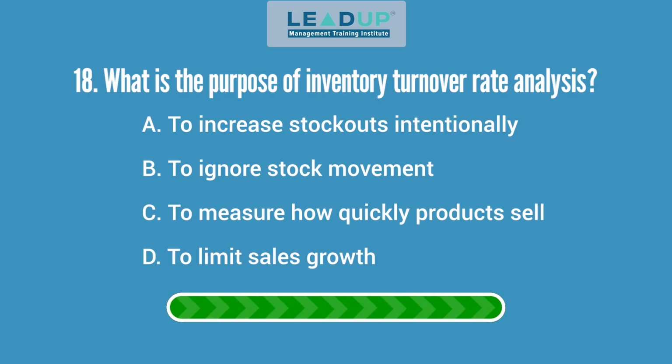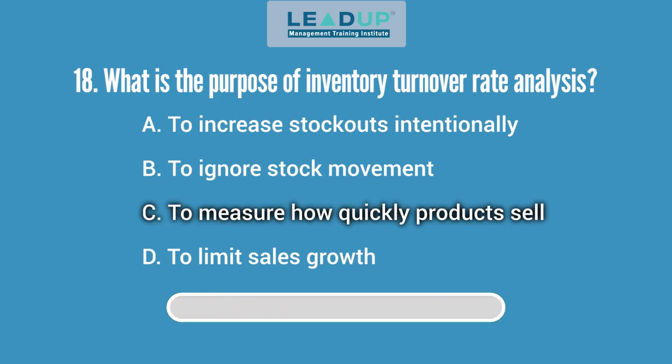Question 18. What is the purpose of inventory turnover rate analysis? A. To increase stockouts intentionally. B. To ignore stock movement. C. To measure how quickly products sell. And D. To limit sales growth. Answer: to measure how quickly products sell.